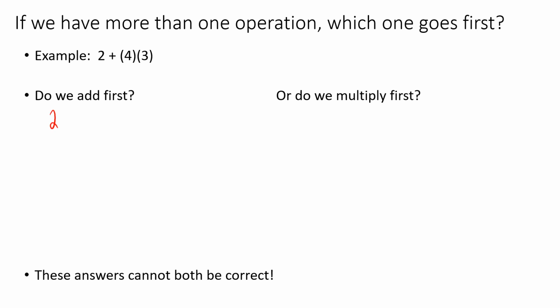So we have 2 plus 4 times 3. And if you added first, you would get 2 plus 4, which is 6, and then 6 times 3 is 18. And so you're thinking, all right, well, this is good. I did adding, I did multiplying, I have my answer. Or should we multiply first? Let's see what happens if we multiply first. We have 4 times 3, which is 12, and then 2 plus 12, which is 14.